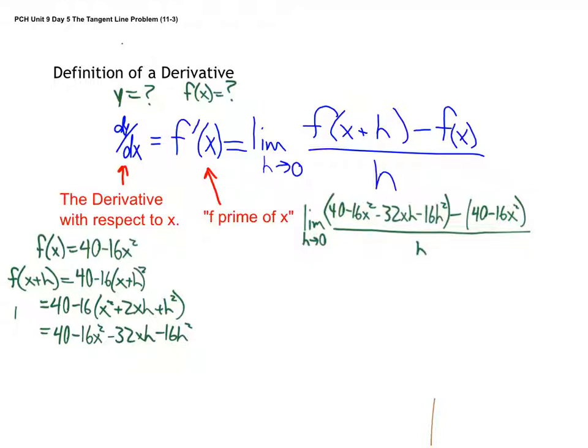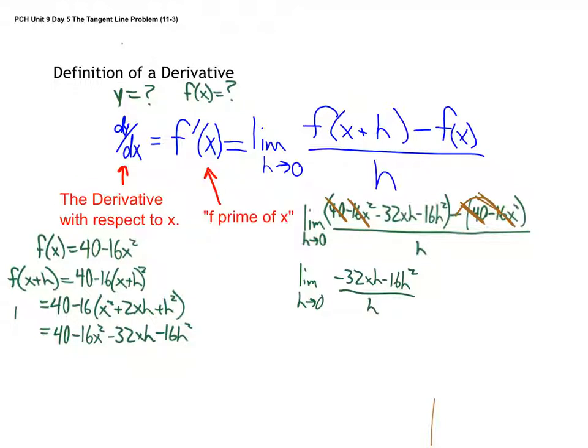There it is. Okay. So now, how are we going to simplify our numerator? Distribute the negative in that second one and then just subtract, that's what I would do. Okay, good. Yeah, so we'd have 40 minus the 40, and then you would have negative 16x squared plus 16x squared, so you're good there. Yeah, so that cancels. So there we go. We have the limit as h approaches 0 of negative 32xh minus 16h squared over h.